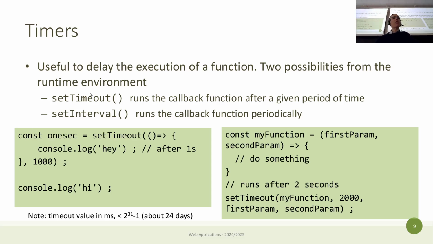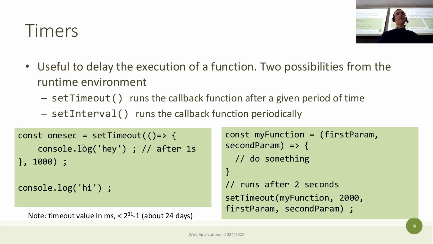There are two primitives available from the JavaScript environment. They're both available in Node and in the browser environment: set timeout and set interval. Set timeout executes the callback that you pass just once after a certain amount of time, and set interval runs the callback periodically. Like, as I told you, you need to update the time every second. You can do it, but it's inconvenient to set a new set timeout every time you execute a new function. You can do it, but it's a bit inconvenient.